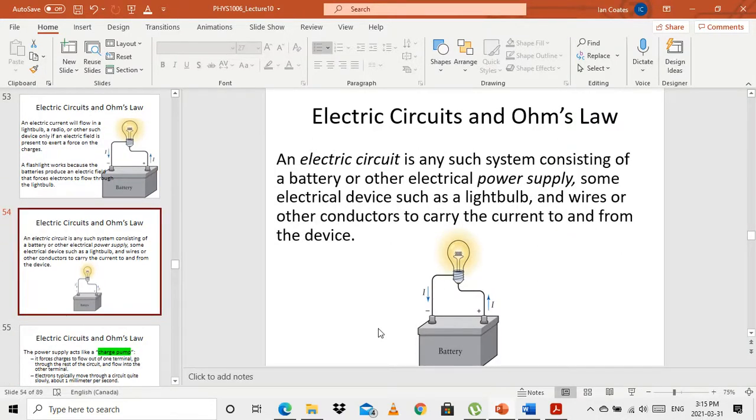An electric circuit is any such system consisting of a battery or another power supply, like the wall, some electrical device such as a light bulb, and wires to carry the current to and from. So this could be the wall, there's your wire, there's your light bulb or your laptop or whatever it is, right? There is your electric circuit, just like the Formula 1.